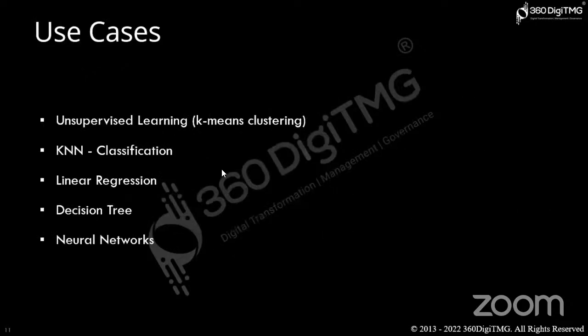This is all for today's class. I hope you guys learned something. In the next class, we will be discussing CRISP-ML methodologies, and in coming classes, we will be taking different machine learning algorithms that are unsupervised, KNN, linear regression, decision tree, and neural networks. We will be taking one use case scenario for each and every algorithm, and we'll try to apply it using coding.